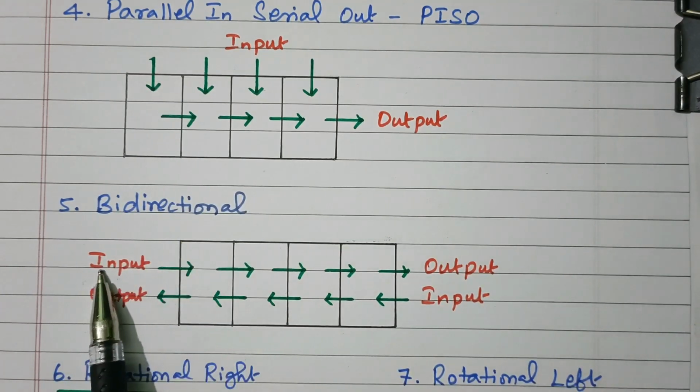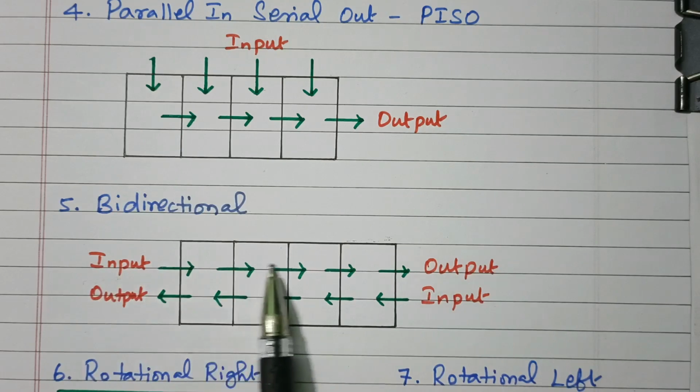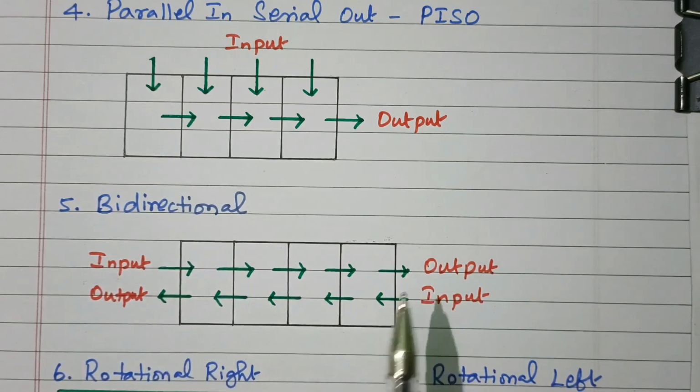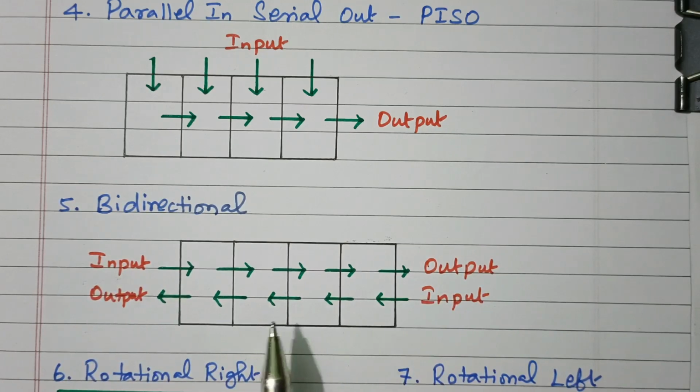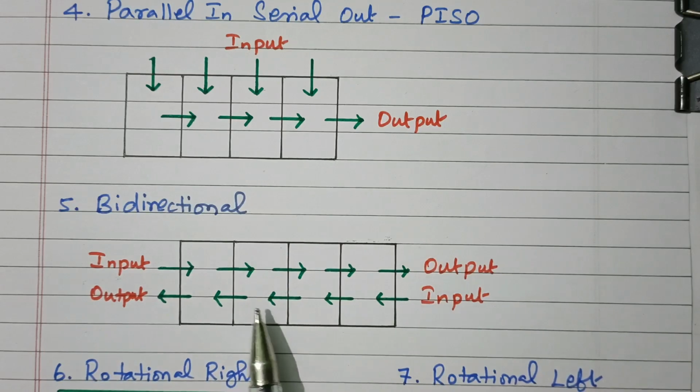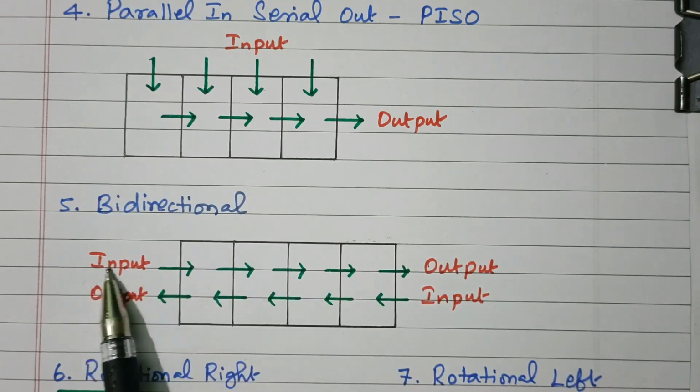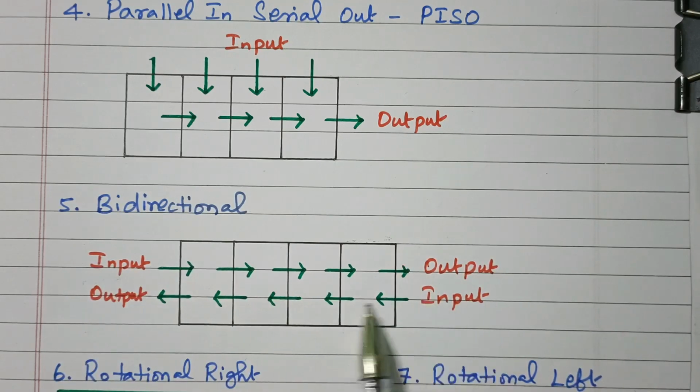Bidirectional: the data moves from right side to left side or left side to right side. Both sides are possible. Earlier we discussed only one direction, left shift register and right shift register. But this register is bidirectional. Serially we can move from right to left or left to right. So this is called bidirectional.